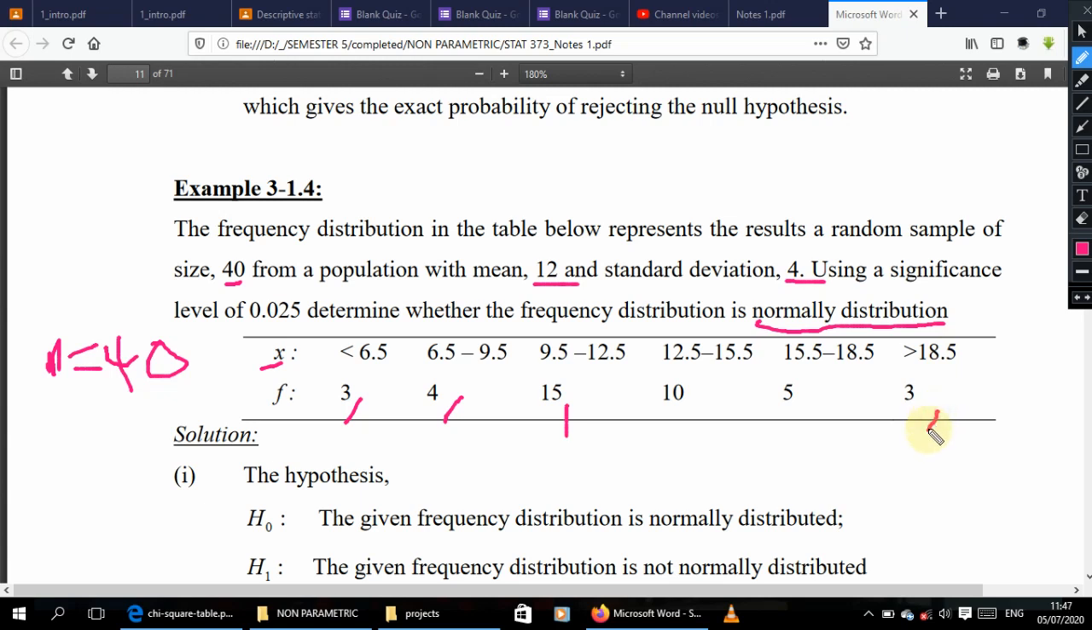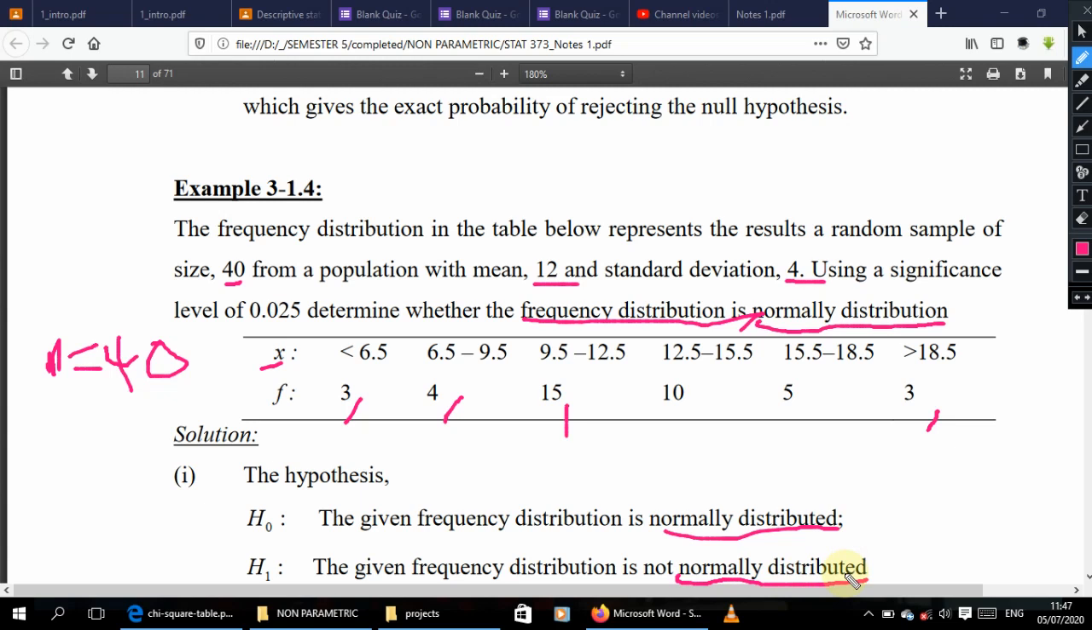All right. So remember, in any test, the first thing you have to state is the hypothesis. So the given frequency distribution is what? Normally distributed, against the given frequency distribution is not normally distributed. Okay, so you were asked to test whether the frequency distribution is normal, so your null hypothesis will look like it is normally distributed against it is not normally distributed.